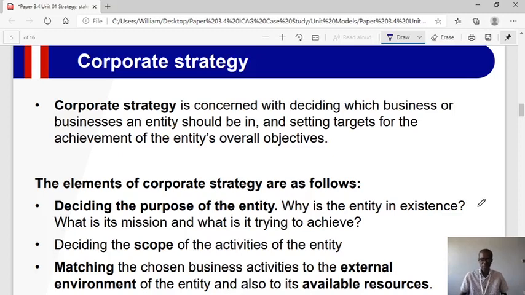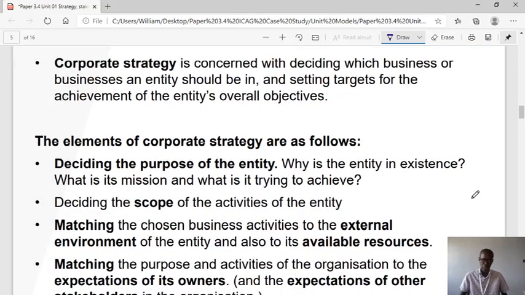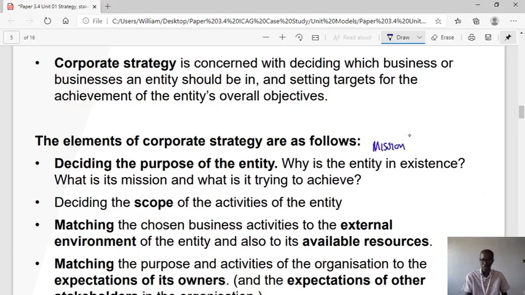Now, the elements of corporate strategy are as follows. So briefly, when you are setting up corporate strategy, some of the things that go into it is deciding the purpose of the entity. Why is the entity in existence? And this is better covered when we look at the organization's mission. We look at the organization mission statement, which we'll be looking at in this same chapter. But deciding the purpose of the entity. Why is the entity in existence? What is the mission? And what is it trying to achieve?